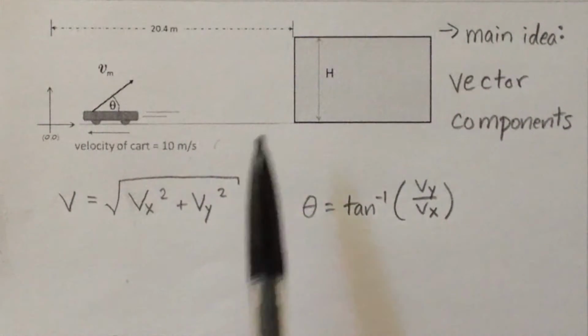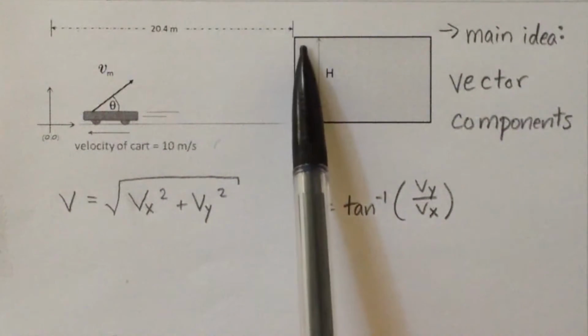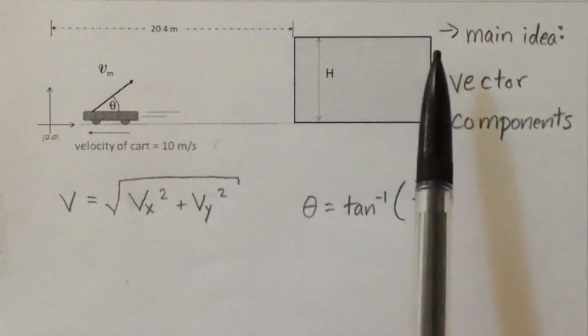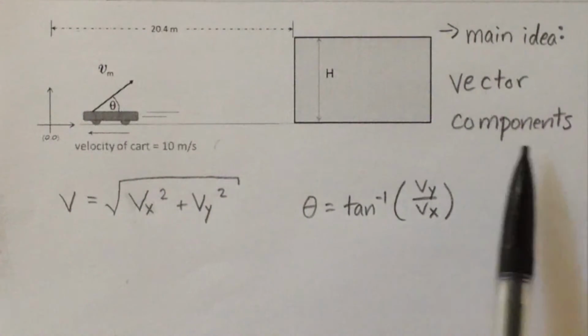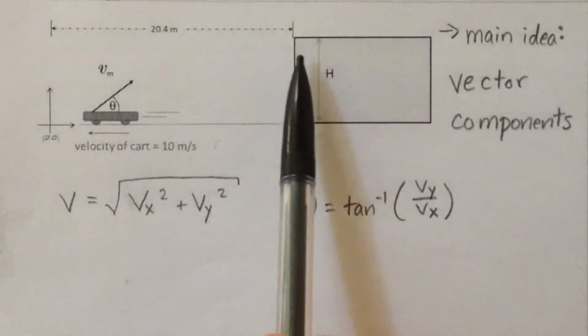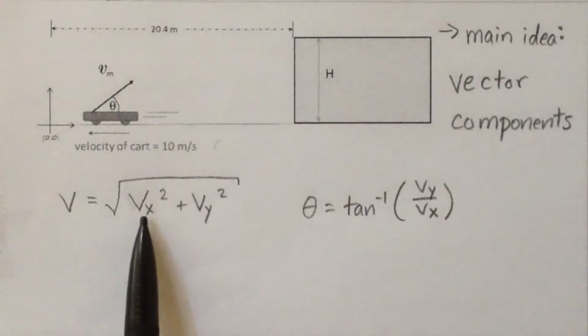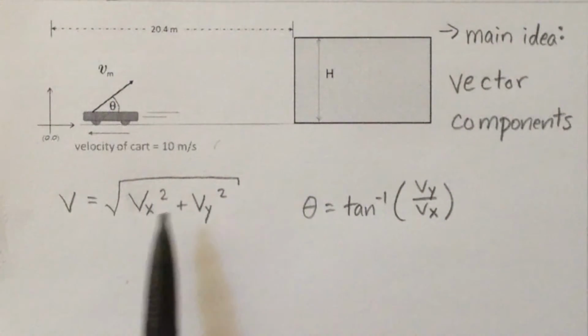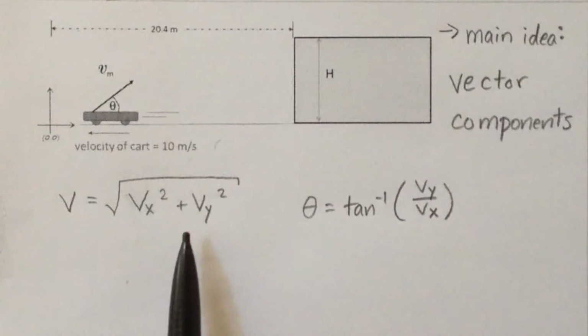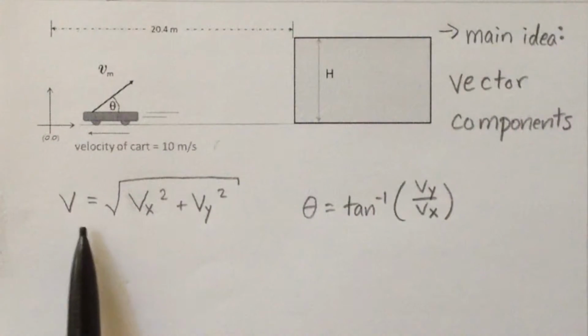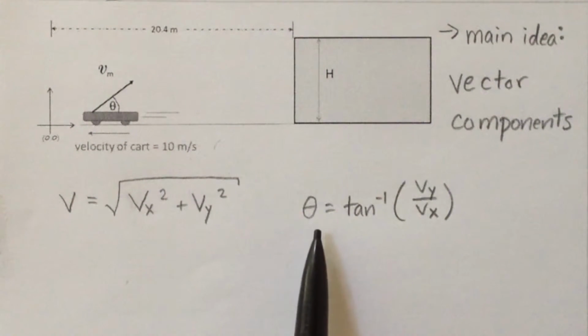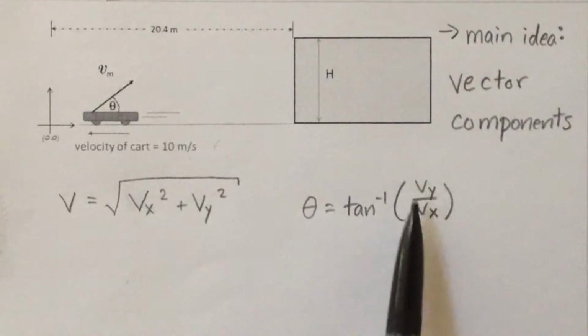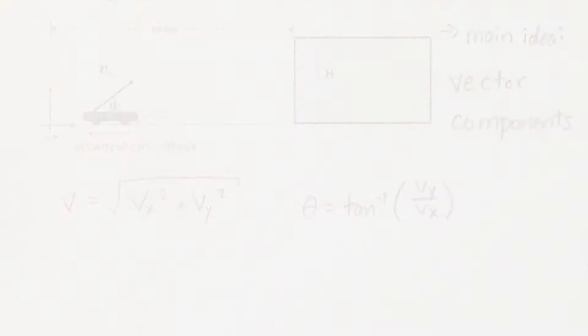In this problem, we're asked to find the final velocity of the projectile just before it strikes the cliff. The main idea in this problem is vector components. To find the magnitude of the velocity, we'll find the x component and the y component, and then take the square root of the sum of their squares using the Pythagorean theorem. To find the direction of the velocity, we'll take the inverse tangent of vy divided by vx.